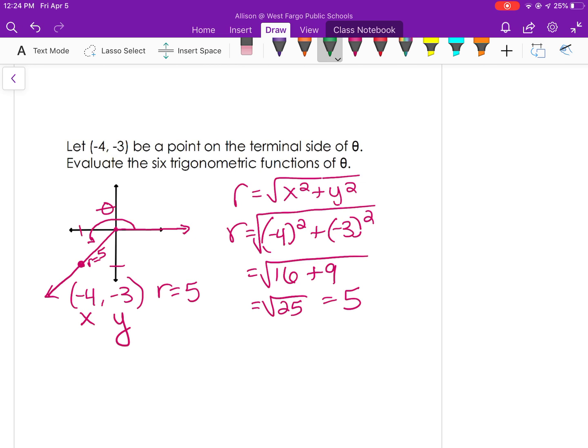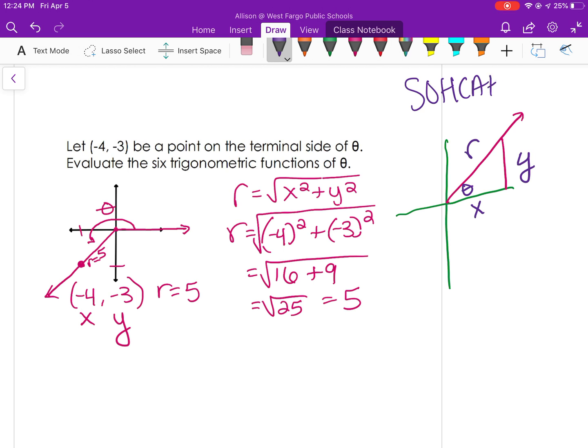So now I need to remember all the ratios. In order to remember the ratios, I use this special right triangle that I draw in the first quadrant, and I use it every time. So I know that this is my x distance, this is my y distance, this is my r, and I put my theta here. And then I know from SOHCAHTOA, my ratios: across from the angle is opposite, next to is adjacent, r is always hypotenuse.